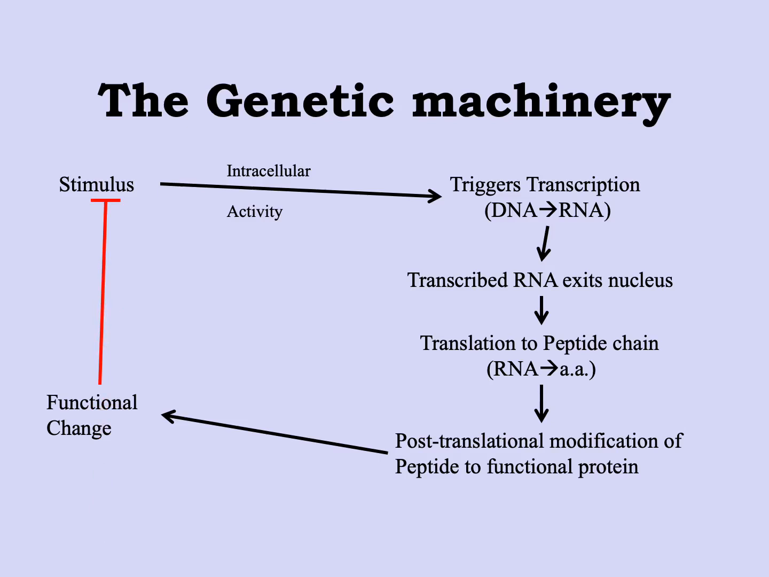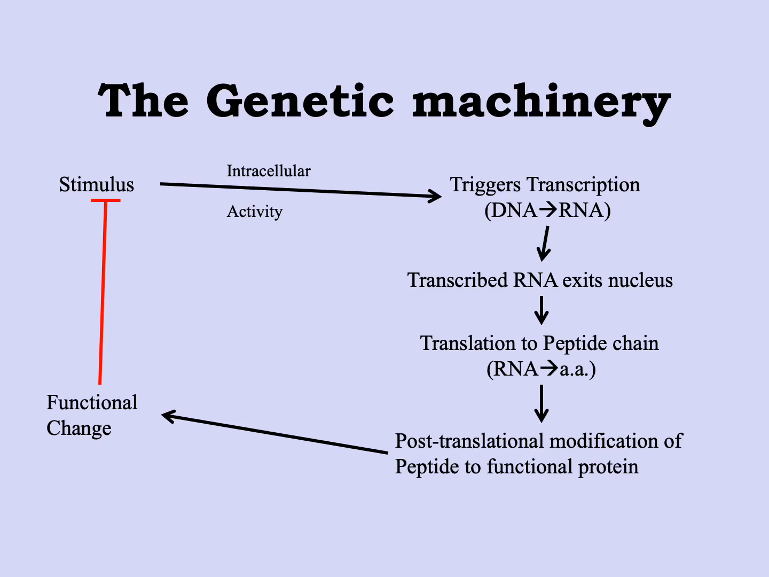That polypeptide chain, based off of enzymes being turned on or enzymes being turned off within the cell itself, will go through a process known as post-translational modification. That's where we take a peptide chain and make it into a functional protein. This functional protein leads to a functional change, and this functional change is hopefully enough change so as to inhibit the stimulus that the cell was initially being exposed to.